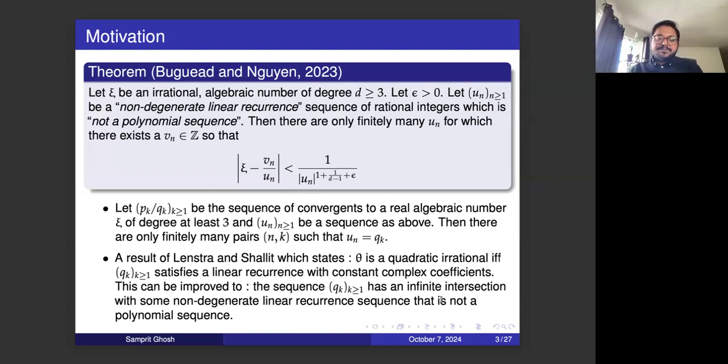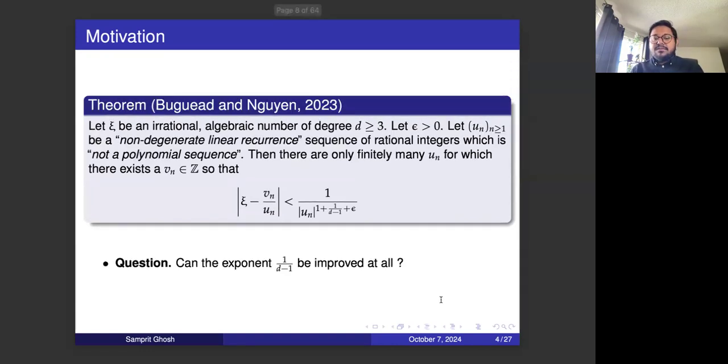Yes. So one of the questions that Bugeaud and Wen asked is, can the exponent 1 over d minus 1 be improved at all? This is the problem that we started with, and then, as often happens with mathematics, you branch out and look at other things. To see whether this 1 over d minus 1 can be improved at all, we need to see where it is coming from.